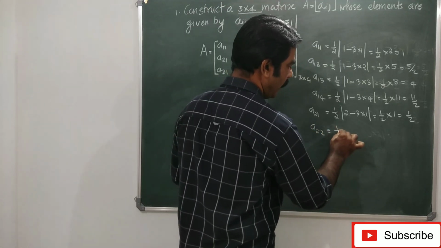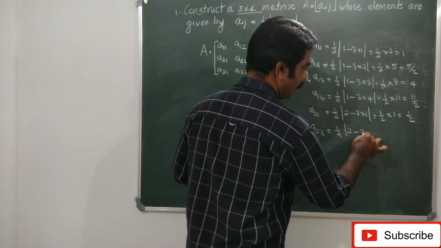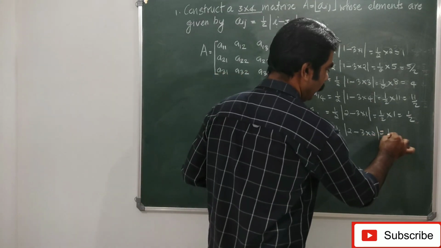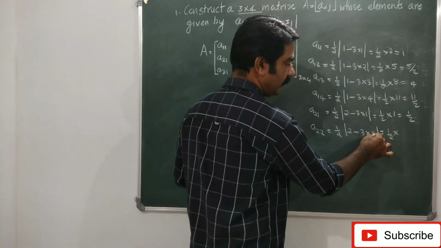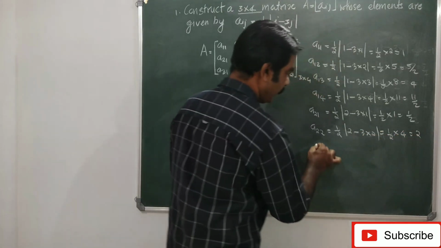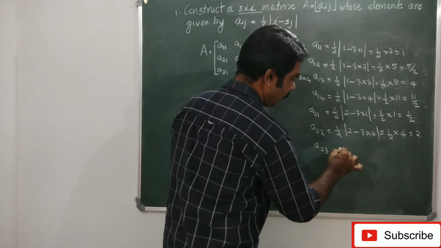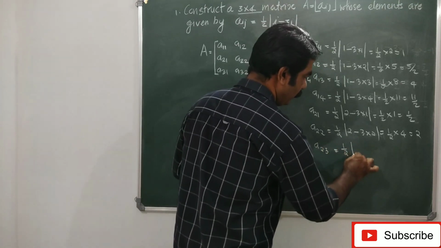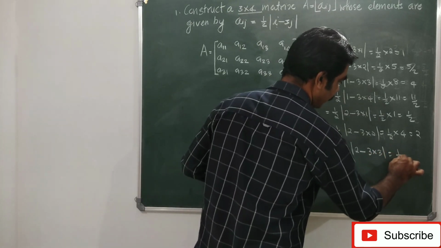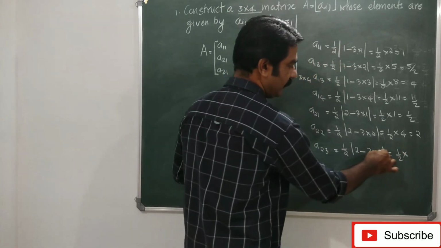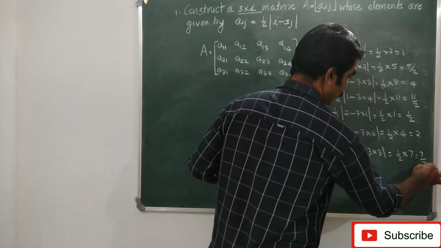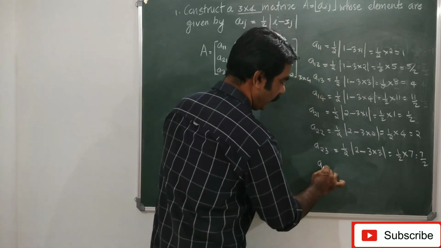a22. What is a22? Half into mod (2 minus 3 into 2). That is equal to half into, 3 2s are 6, 2 minus 6 is minus 4. That's equal to 2. Now a23. What is a23? Half into mod (2 minus 3 into 3). That is half into, 3 3s are 9, 2 minus 9 is minus 7. So 7 by 2.